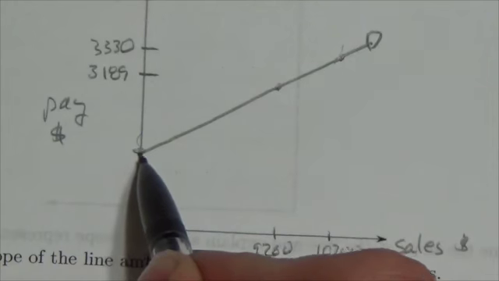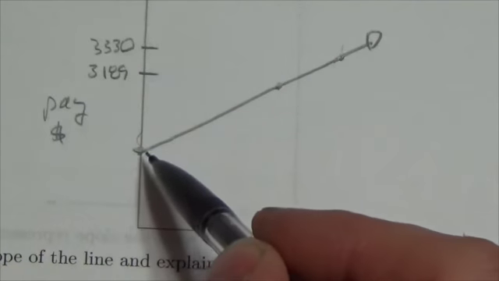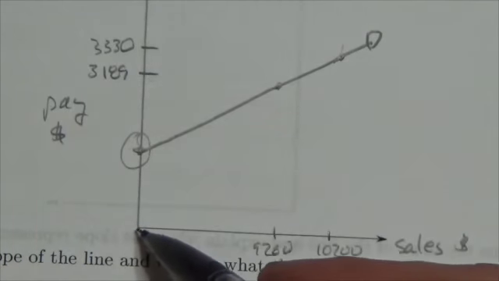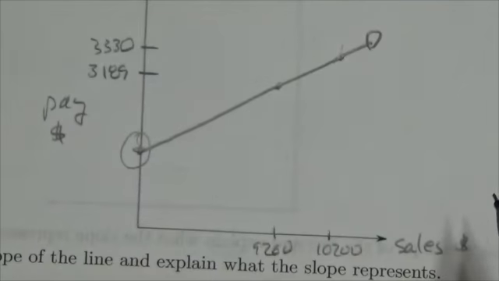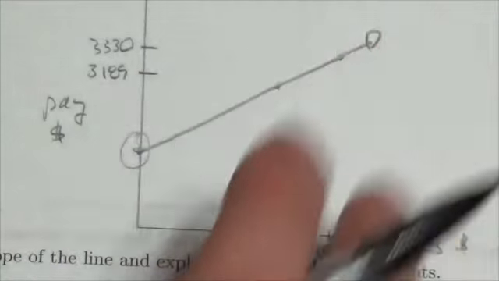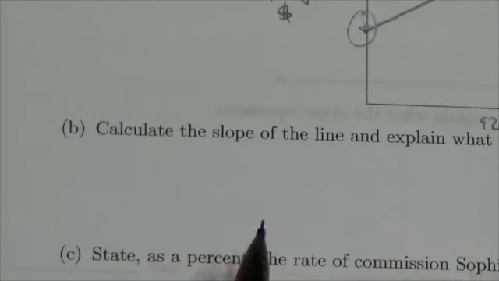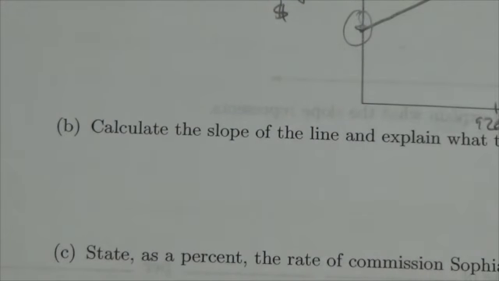It kind of tilts the line. At some point, we're going to hit right here. This is going to be her salary when she doesn't sell anything, so that's going to be her base salary right there. Now, let's move on and calculate the slope of the line and explain what the slope represents.